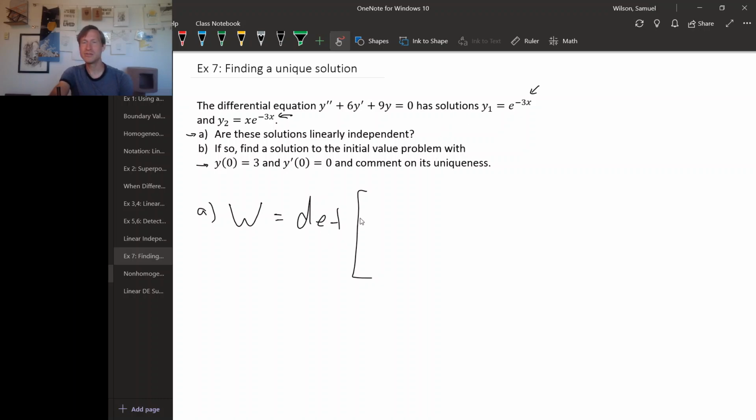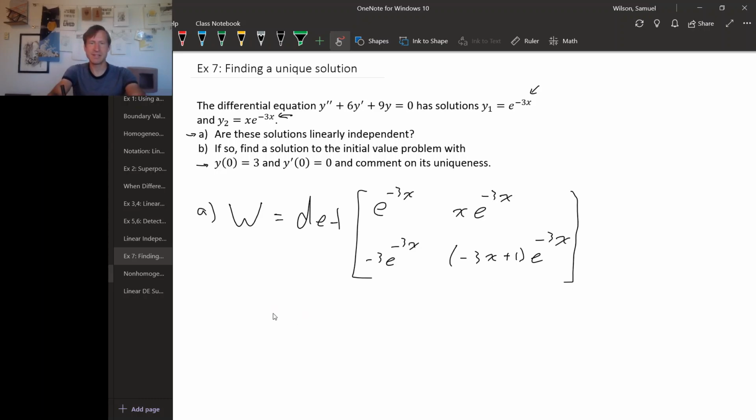But for a 2 by 2 determinant, for the Wronskian, we get the functions themselves on the first row. So e to the minus 3x and x e to the minus 3x. And then the derivatives on the second row, so minus 3e to the minus 3x. And now we have to do the product rule. If you do that and simplify a little bit, you're going to get something like minus 3x plus 1 times e to the minus 3x. So you can work that out. And then now we need to calculate this determinant.